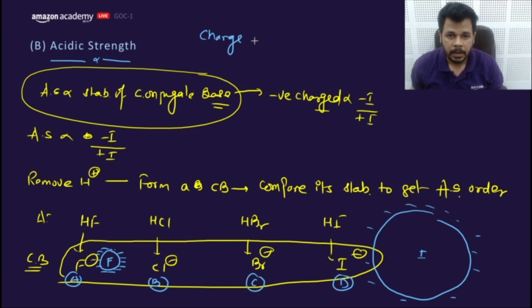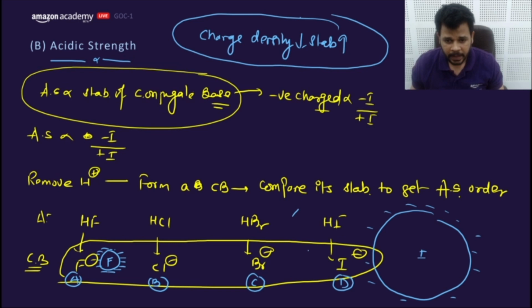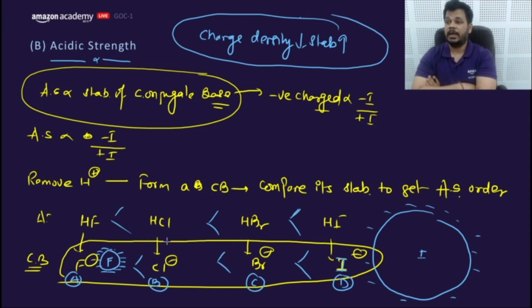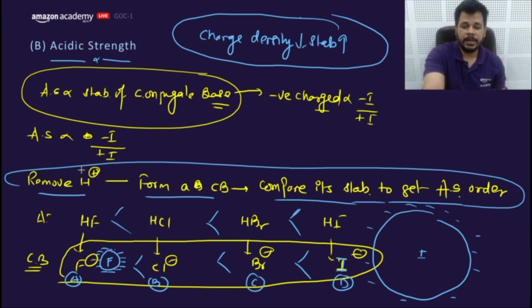Charge density decreases, stability increases. Considering this point in mind, what would be the order of stability? I minus, because charge density is minimum, then Br minus, then Cl minus, and then F minus. That means the order of acidic strength would be HI, HBr, HCl, and HF. Yes, very right, very correct. So this is the best way: remove H plus, form a conjugate base, compare its stability, and get the acidic strength order.